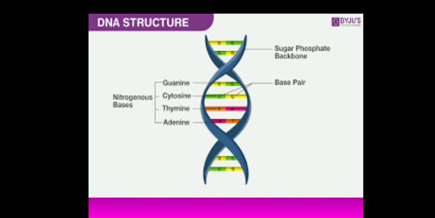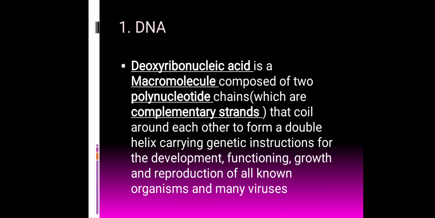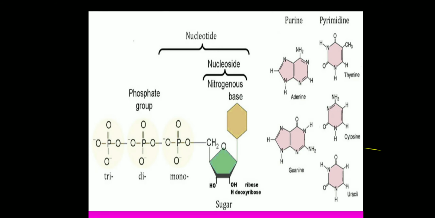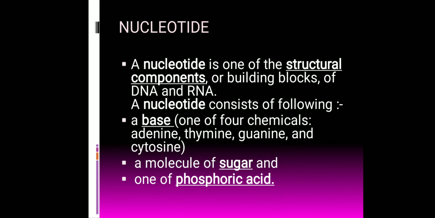Now, these polynucleotides are complementary strands. Why is it the complementary strand? Because if you know the bases of one strand, the bases of the other strand can be synthesized or known very easily. That is why these two strands are complementary to each other. We will discuss in detail how.